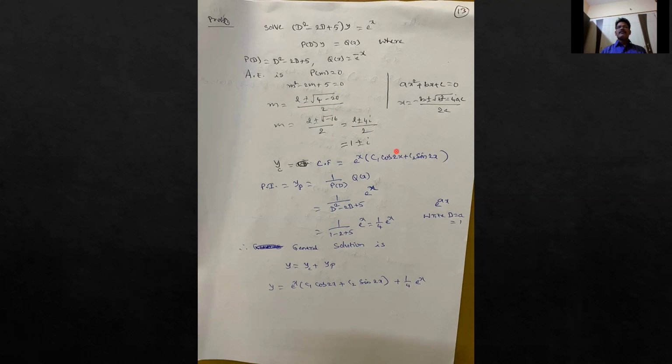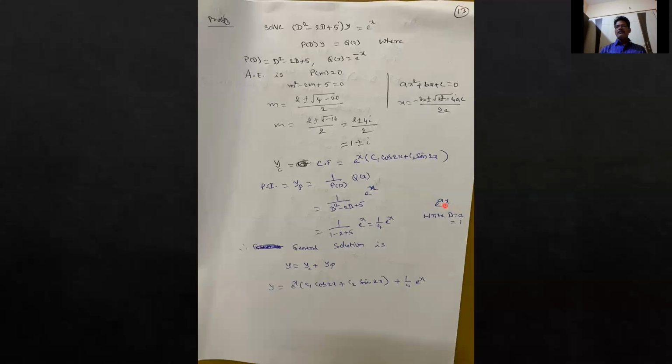We know that for the complex roots, what is the solution? e power ax (c1 cos bx plus c2 sin bx). Comparing with a plus or minus ib, here a is 1, b is 2. So yc is e power x (c1 cos 2x plus c2 sin 2x). So what is the particular integral yp? That is 1 by P(D) Q(x), that is 1 by D square minus 2D plus 5 e power x.